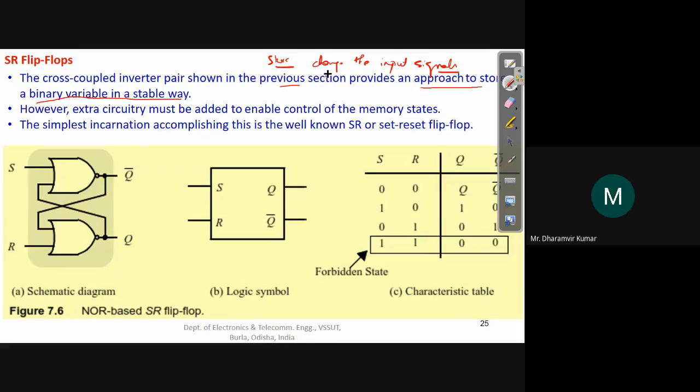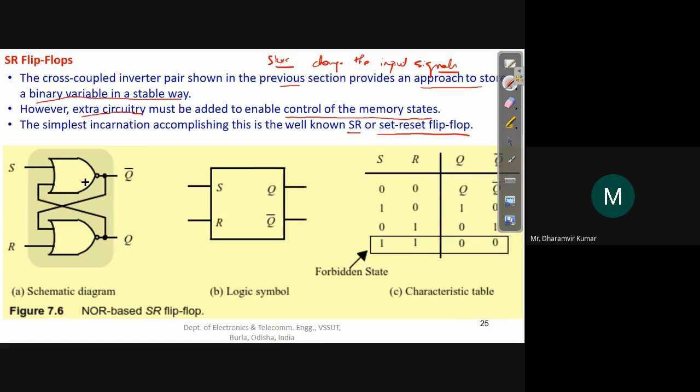it means that particular circuit is not good enough to work as a full-fledged memory. So some extra circuitry must be added to enable control of the memory states, right? And one of the simplest things is the SR, also known as set reset flip flop. Okay, so look at here.